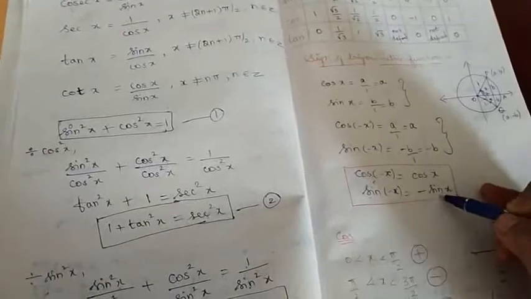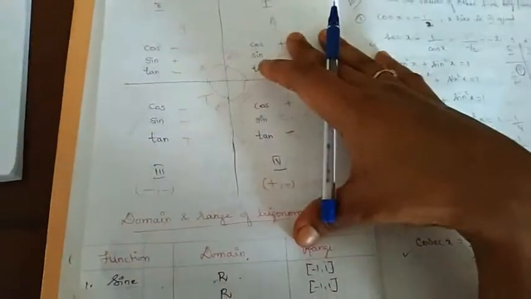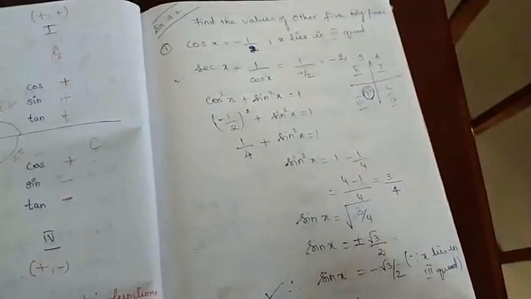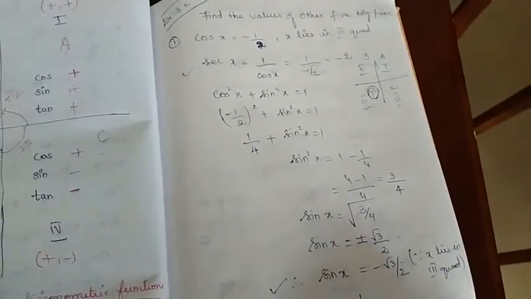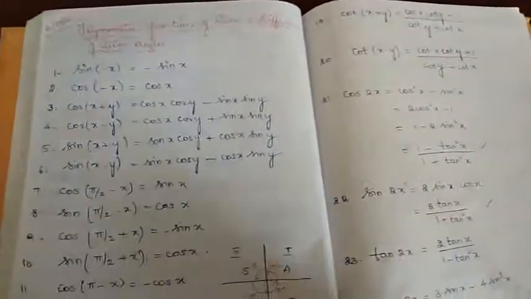We have seen sin of minus x is minus sin x, cos of minus x is cos x. Then what about the sign of the other trigonometric functions? Then the domain and the range of the trigonometric functions, how to find the trigonometric values when one trigonometric function is given. Then we have seen the various trigonometric identities. This is a very important part of the chapter, you have to remember. Then based on the identity, we have seen how to solve the problems, right?